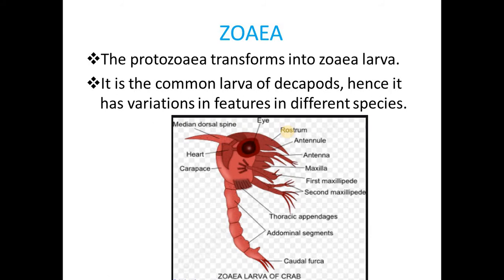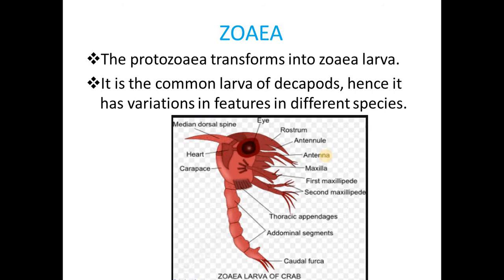in front, and bears a median dorsal spine, and this is the median dorsal spine. One pair of large stalked movable compound eyes is present. The antennules and antennae are short and unsegmented. These are the antennule and antenna, they are short and unsegmented, and they are sensory in function.